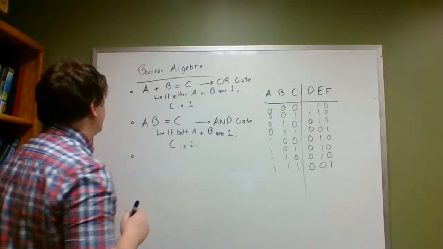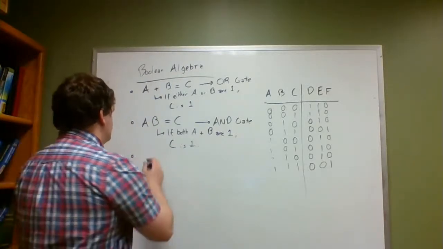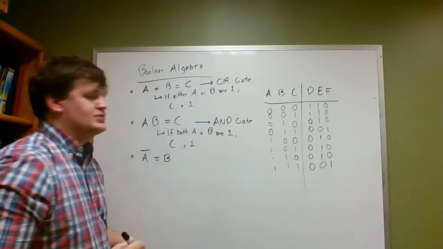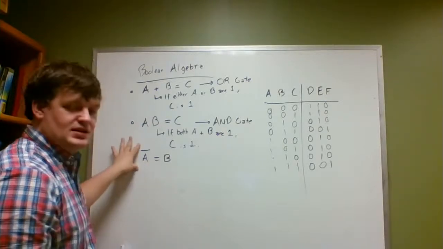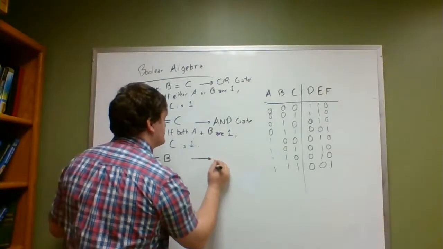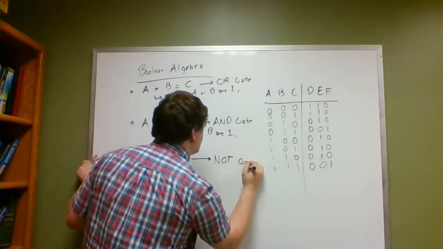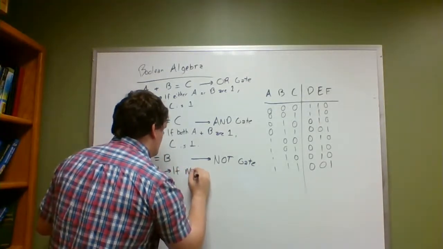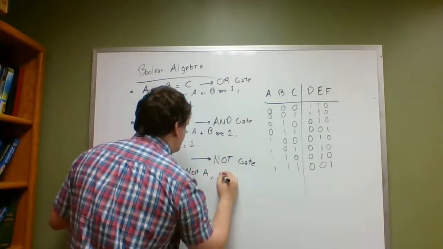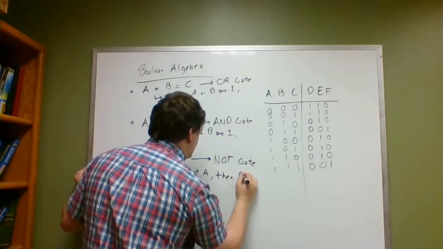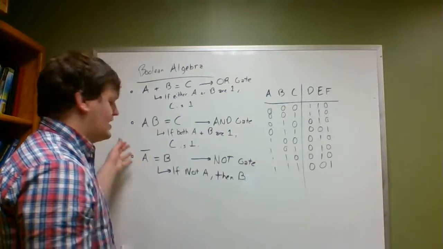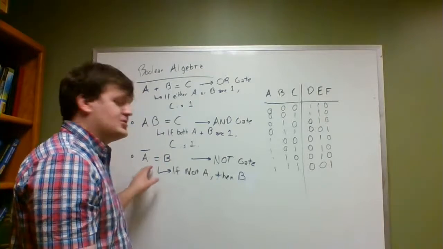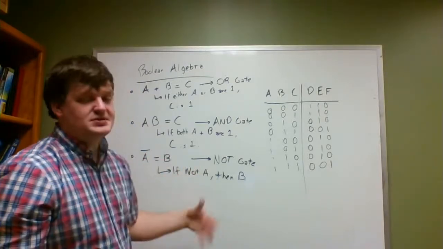Oh, I guess there's more than 3, but let's say now A naught equals B. This is a not sign that basically says that this is a not gate. If not A, then B. So if A is not true, then B is true. If this is a 0, then this is a 1. If this is a 1, then this is a 0.